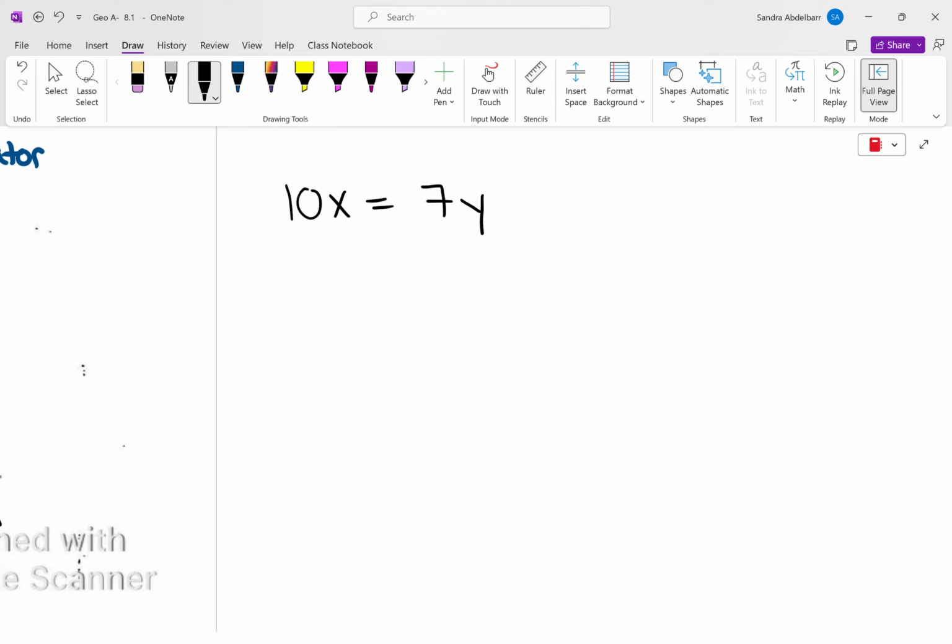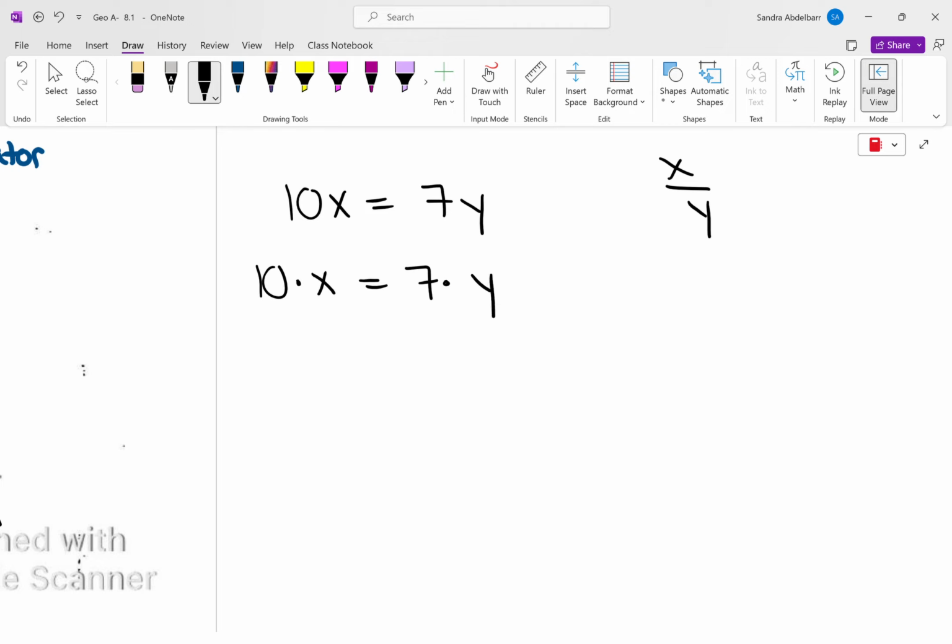So we have 10x equals 7y. Again, we need x over y. So I'm going to solve this algebraically. I'm going to manipulate this. How do I manipulate this? I need to get x and y together, and I need to get everything else over to the other side. So how do I do that?